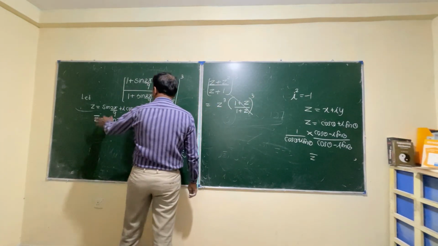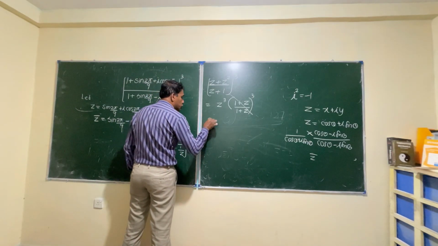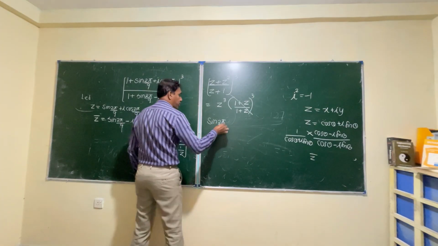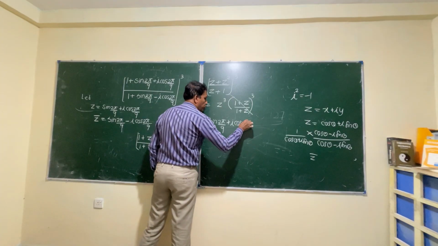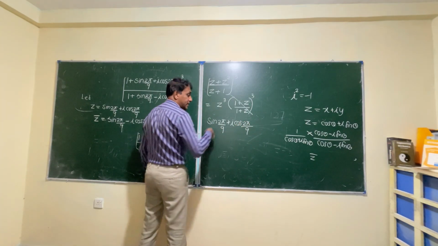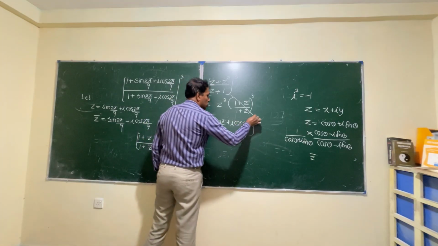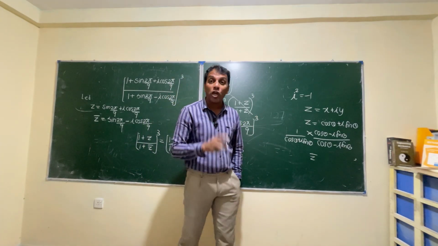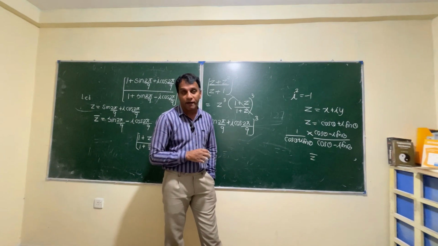So I mentioned z is sine 2 pi over 9 plus i cos 2 pi over 9. That z, completely to the power 3. Also, this kind of question involves de Moivre's theorem; de Moivre's theorem is used.